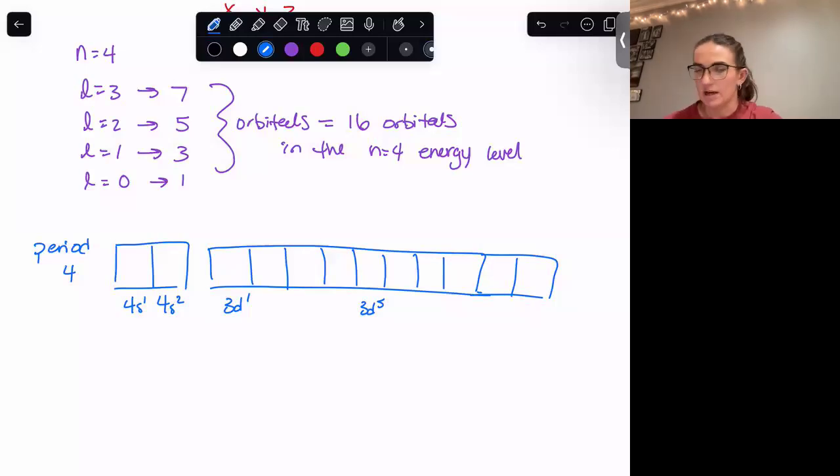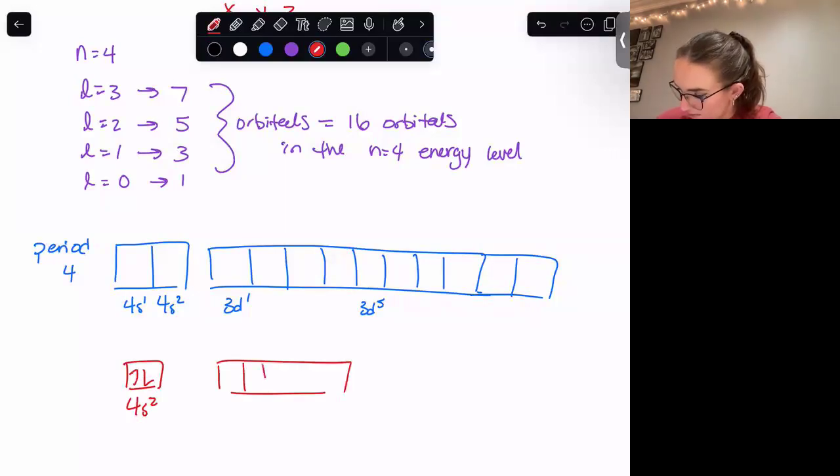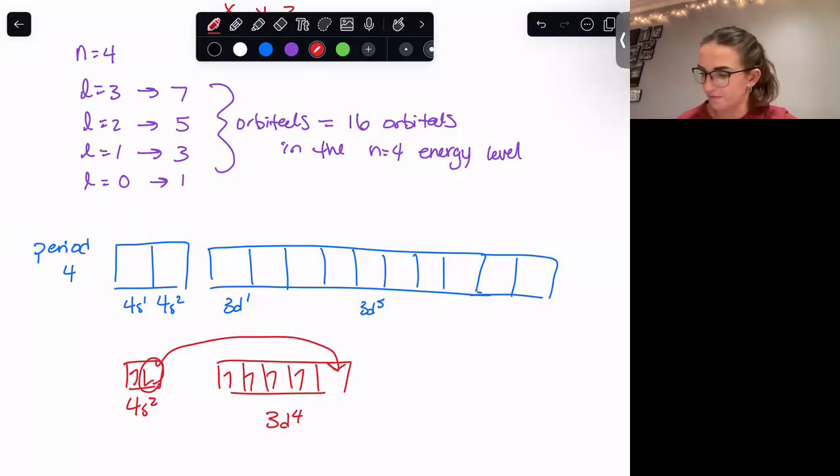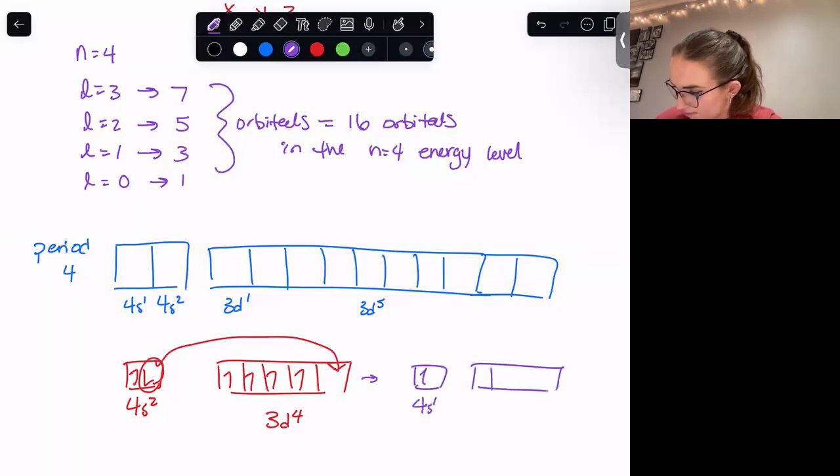So when we get to looking at electron configurations here, when we have something where the 4s2 is filled, and then we have 3d4, where 4 out of our 5 orbitals within the d orbital are being occupied, it's actually more beneficial for this unpaired electron to jump up into this unoccupied orbital. So then it turns into 4s1 3d5.